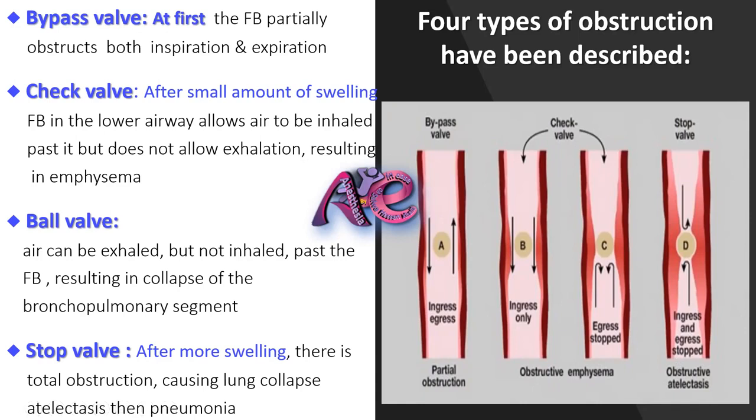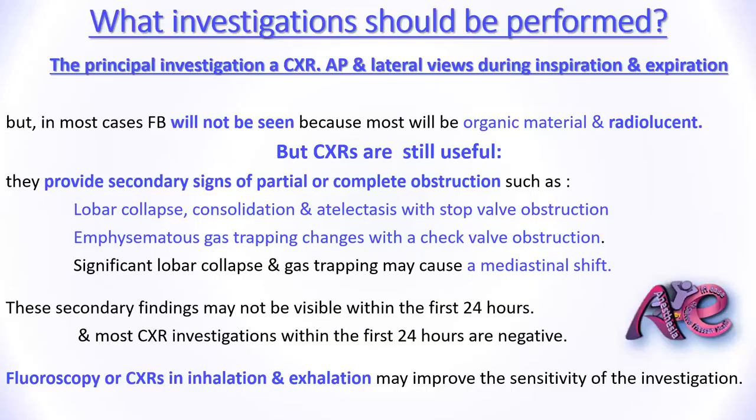These are the 4 types of obstruction developed. Bypass valve at first, check valve after a small amount of swelling, ball valve after more swelling, and then with more and more swelling and obstruction, this is stop valve.